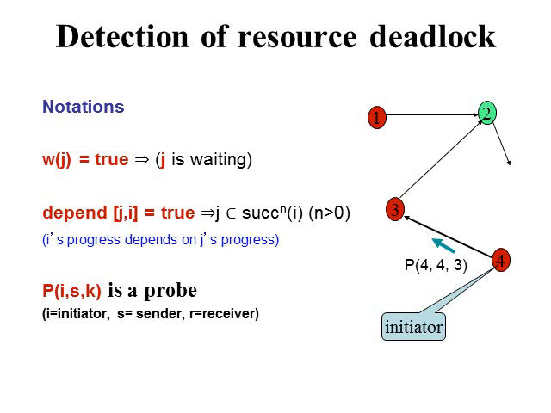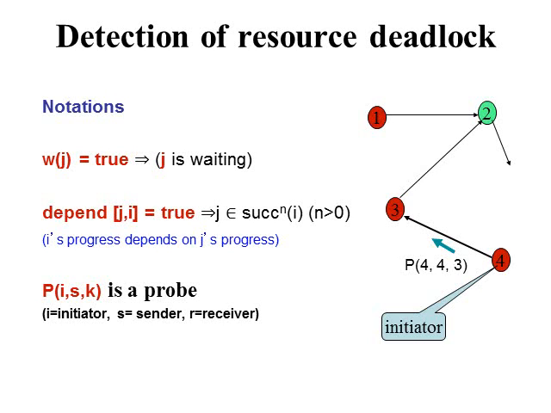In the figure on the right hand side, we see a probe being sent from process 4 to process 3. So process 4 is also the initiator of the probe. So the I value is 4, and it's also the sender of the probe, so the S value is 4, and it's sending it to process 3. So the K value is 3.